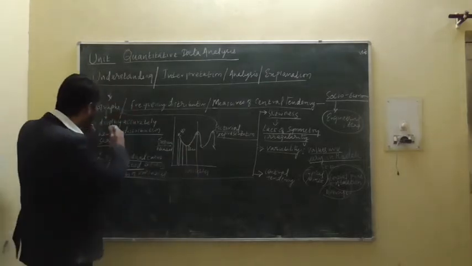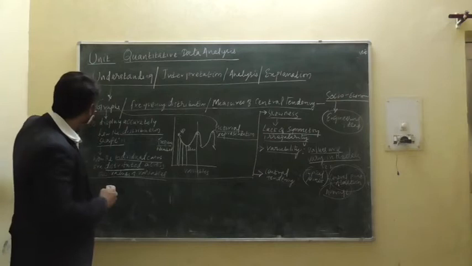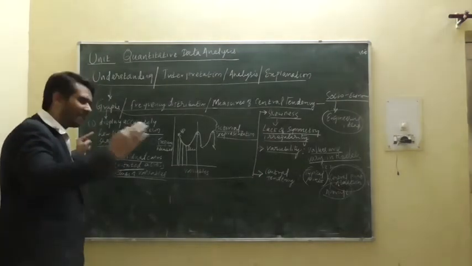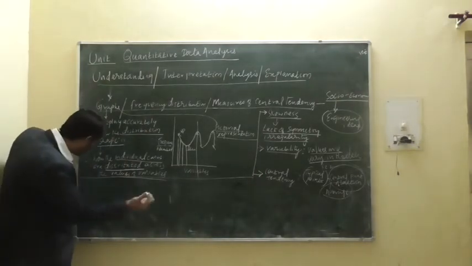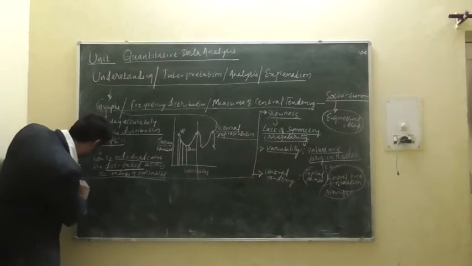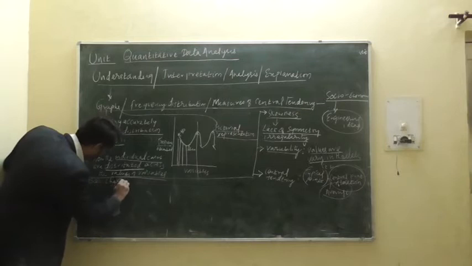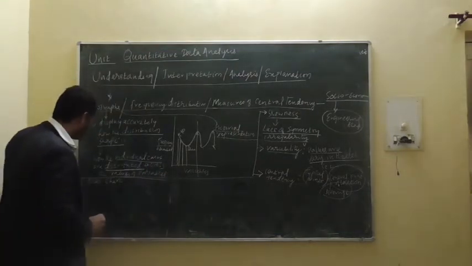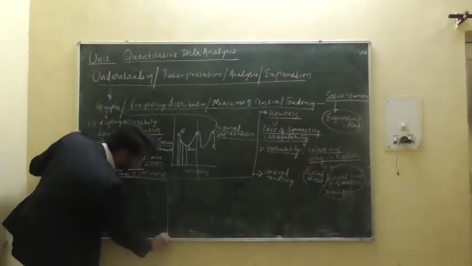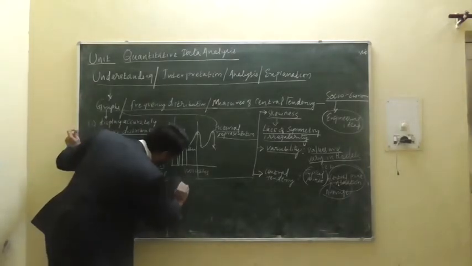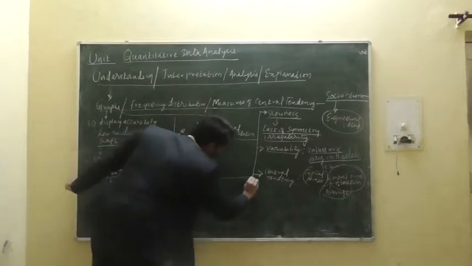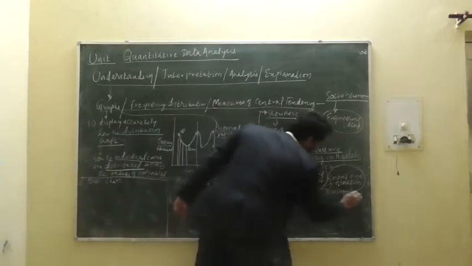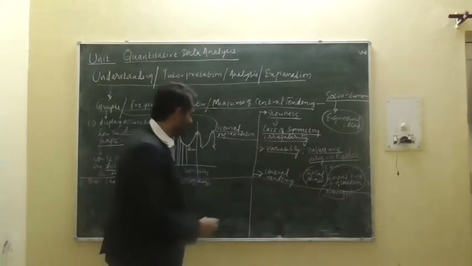Now the idea is that there are three different types of graphs. Each type has a specific purpose. The first one is the bar chart. The second one is the histogram. The third is the frequency polygon.